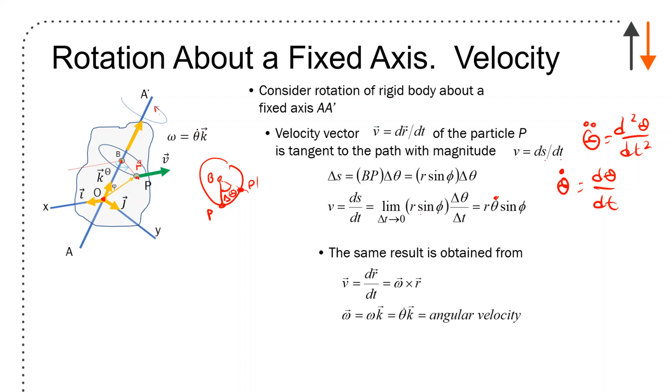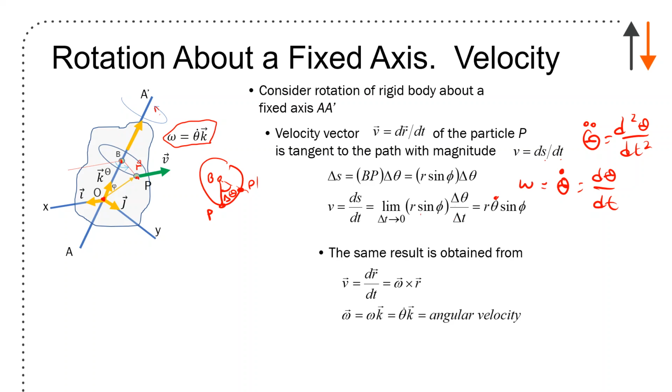The same result could be done with cross products. V equals omega cross r, and omega is equal to theta dot k. So this right here, theta dot k, is where this is coming from, and that's where omega is.